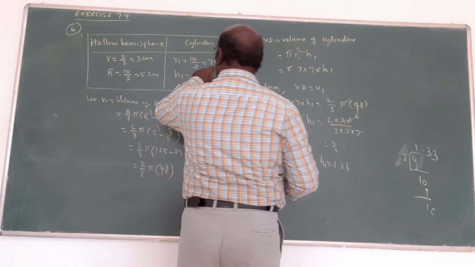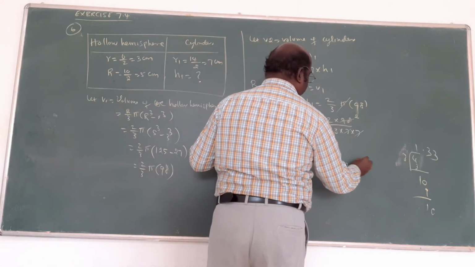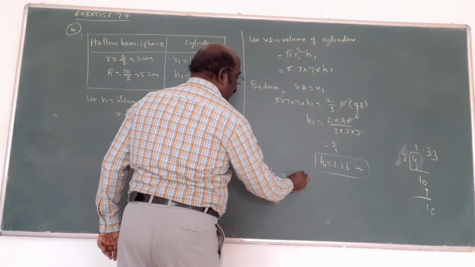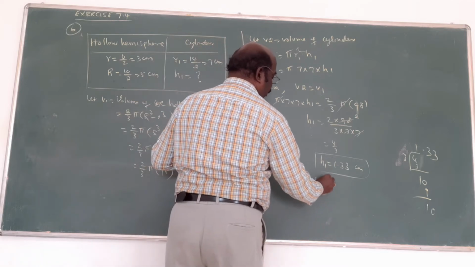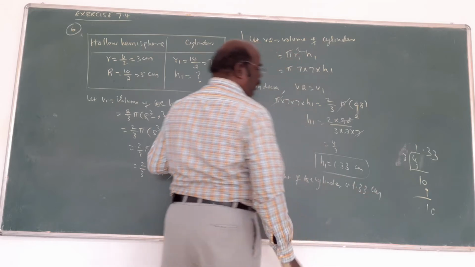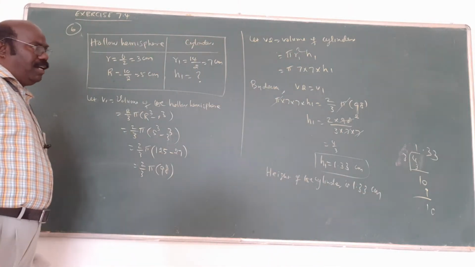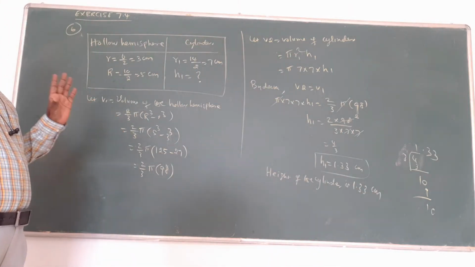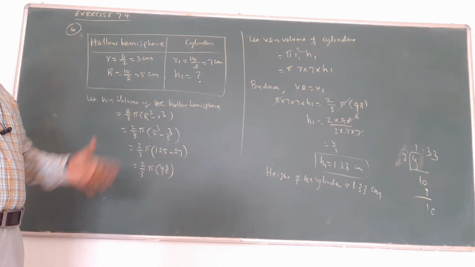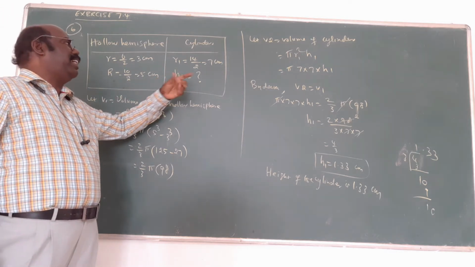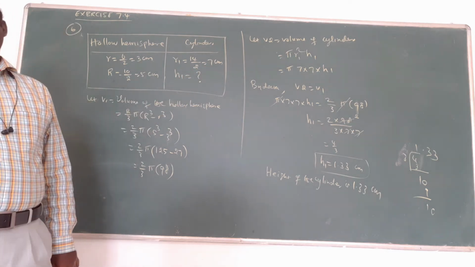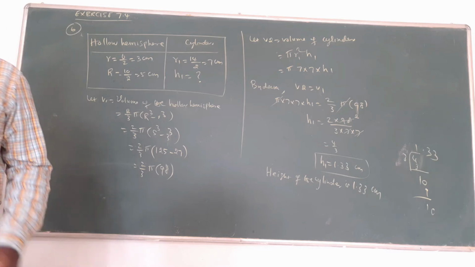Okay, what is the given unit? Centimeter. Therefore, height of the cylinder is 1.33 centimeter. What is the answer? Only by using the two volume formulas: volume of the hollow sphere or hollow hemisphere, and volume of the cylinder. Then equal to, one is asking. This 7 centimeter is given. There is a question mark, that's why height is asking. That's why you need both the volumes.